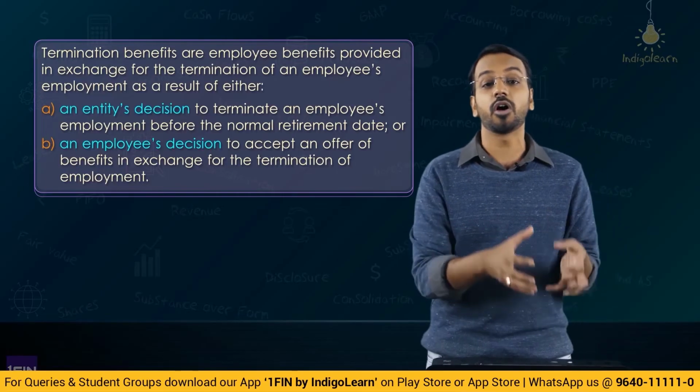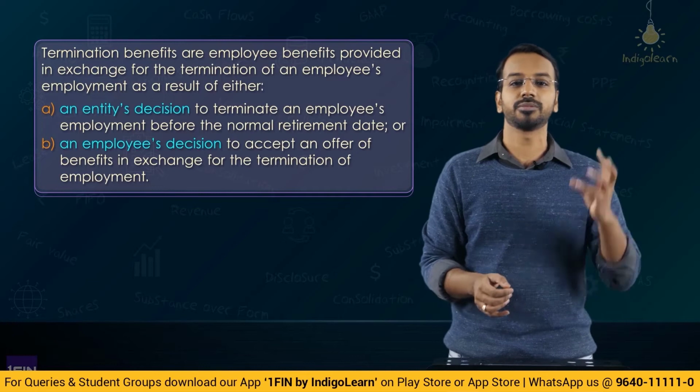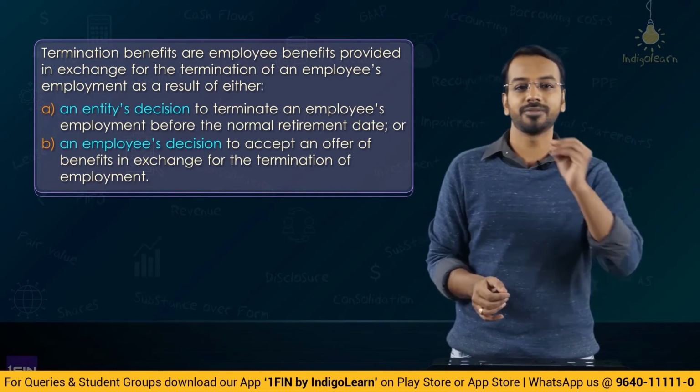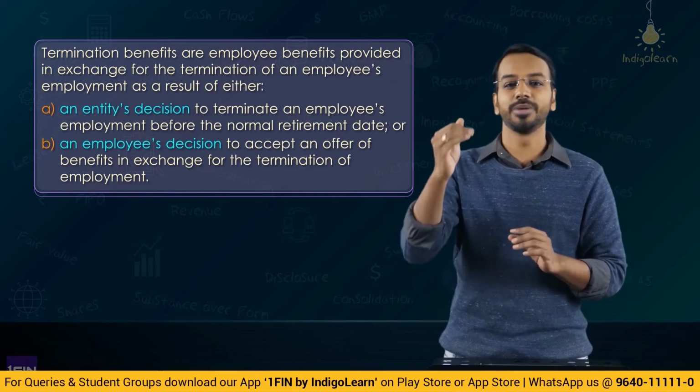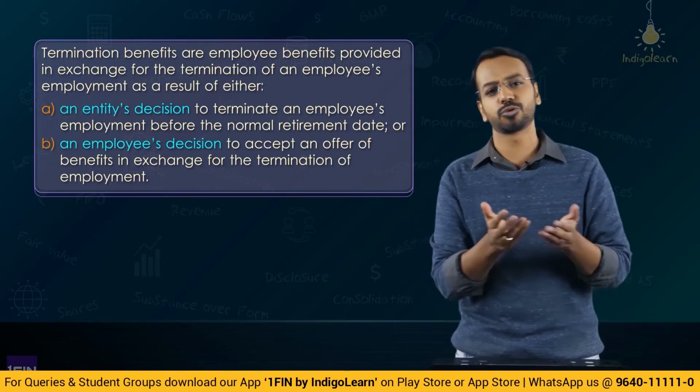This is something like a voluntary retirement scheme, okay. Now, when there is a voluntary retirement scheme, the entity makes an offer. We have this particular scheme. Employees who meet this criteria, they can accept this VRS or they can choose to work with the company.